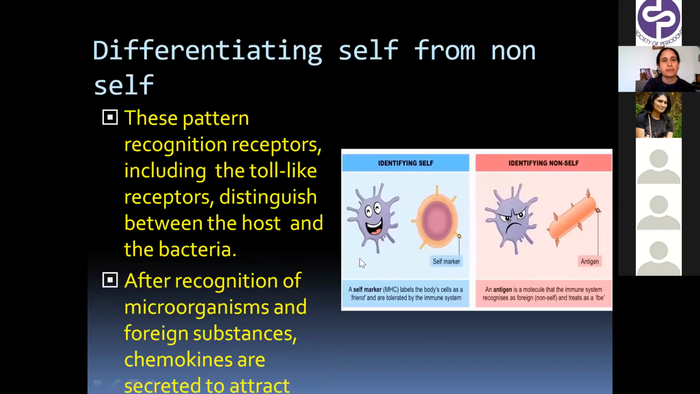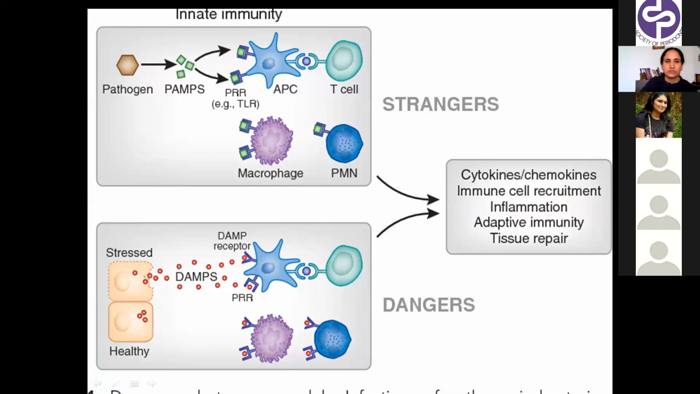So what are they? Now, differentiating self from non-self. I was telling you about PAMPs. Pattern recognition receptors take care of this, and if there is a self marker over there, the immune system will not react. If it has a surface marker which shows a different configuration from the body, then it will lead to the activation of the immune system. So after recognition of microorganisms and foreign substances, chemokines are secreted to attract the pathogens.